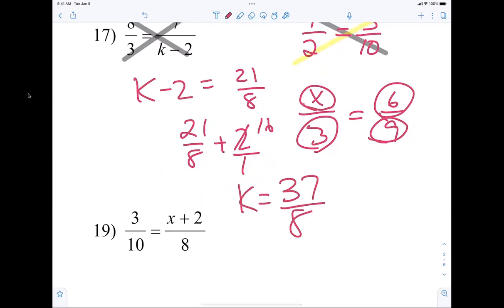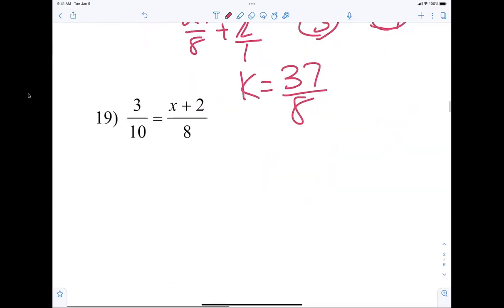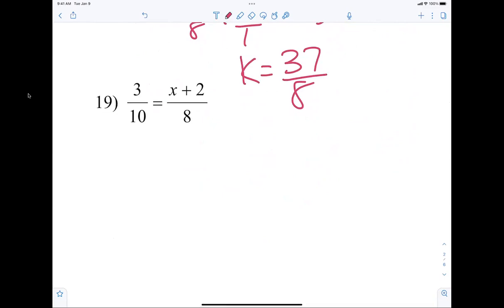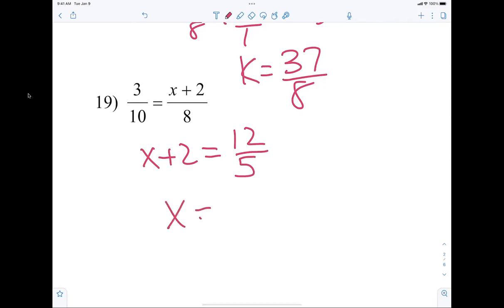Come on, let's go. I want you guys getting better. All right, here we go. 8 times 3/10 is what? 24 over 10, can reduce. 12/5. Good job, guys. Come on, you don't need a calculator for this. Now we are subtracting 2. 2 is how many fifths? So x is equal to 2/5.